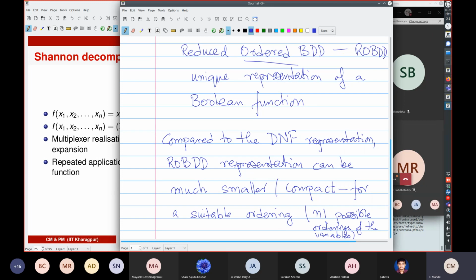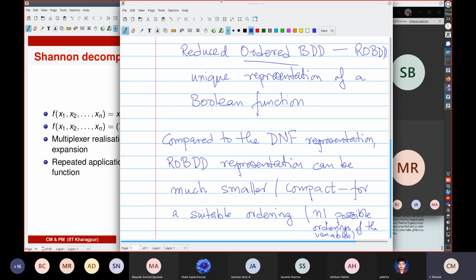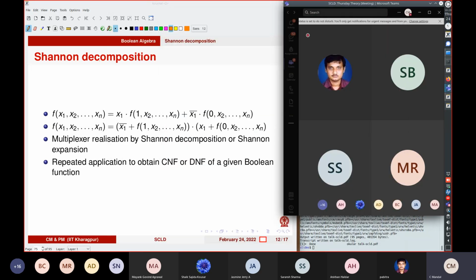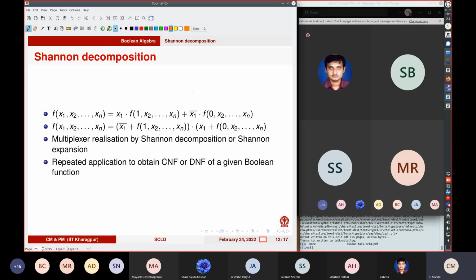All right. So this is just a very quick introduction to binary decision diagrams. These binary decision diagrams also follow from the Shannon expansion or Shannon decomposition of a Boolean function.